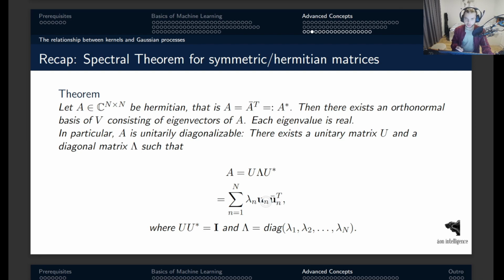So this u_n object is n by 1, and this u_n bar transpose object is 1 by n. Therefore we have an n by n object here, an outer product, and we weight this outer product matrix in the summation with the scalar lambda_n. It turns out that all these lambda_n are the eigenvalues of A, and that the u_n are the corresponding eigenvectors of A. We call this decomposition unitarily diagonalizable because the product U star U is equal to the identity matrix, the n by n identity matrix.